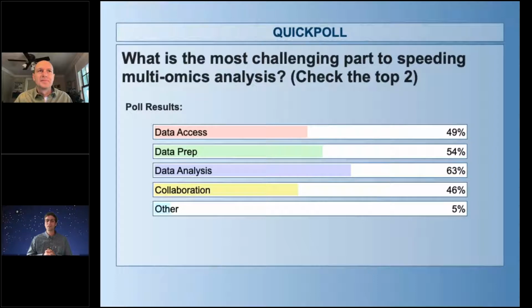Maybe if you analyze only a single layer, data analysis would be less of a problem, but I guess the combination of multiple layers makes it difficult. And collaboration is the least, but still a very high percentage. So it looks like we also capture the challenges pretty well. Only a few people choose other. So that's a very interesting kind of picture of the biggest challenges today.